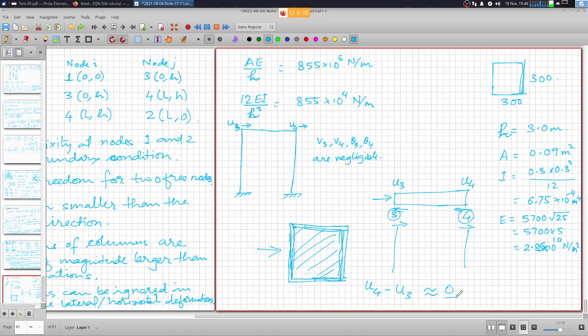So when you have this, the deformation at U3 and the deformation at U4, so U4 minus U3, is going to be 0 due to the very large axial rigidity of the beam plus slab system, right? And this is what you call rigid diaphragm action.